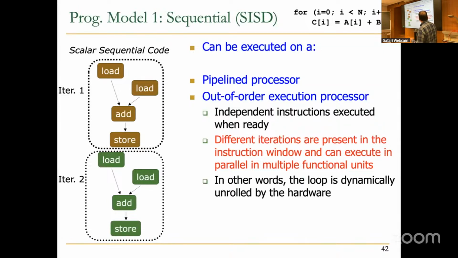So basically, this loop is dynamically unrolled by the hardware once you use out-of-order execution. In that instruction window, you're fetching and decoding, and you have a lot of these addition instructions, load and addition, in your instruction window. In the sense that you're unrolling this loop in your hardware. You can also use superscalar or VLIW for running this application. I'm giving all these examples to justify the difference between programming model and execution model, essentially.